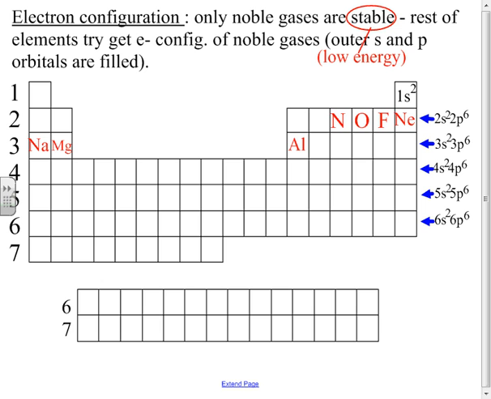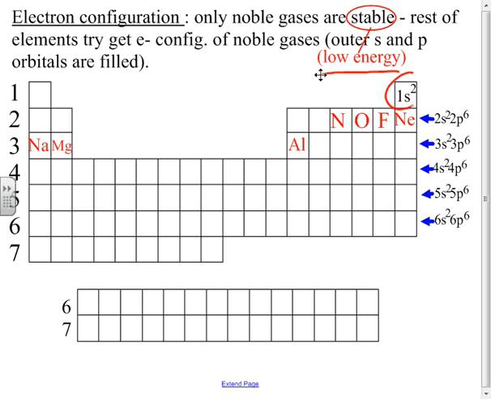To understand ion size, you first have to understand electron configuration. Only noble gases are stable, that is, are low energy, and the rest of the elements try to get the electron configuration of a noble gas, meaning they want their outer s and p filled.